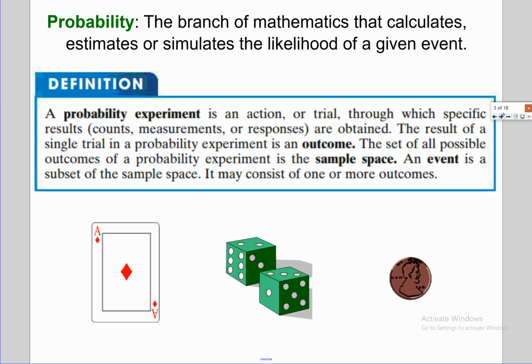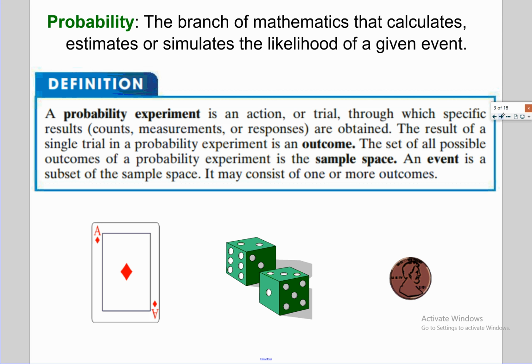We're going to start talking about probability experiments. A probability experiment is some sort of trial or action or an experiment where we're counting the results in one way or another. The results of a single trial are called an outcome. So an outcome is something that could happen one time as you're completing this experiment. And then it's possible as we repeat the experiment or the trial over and over again that we get different outcomes. The different outcomes then make up what we call the sample space. An event is a subset of the sample space. It may consist of one or more of the outcomes.